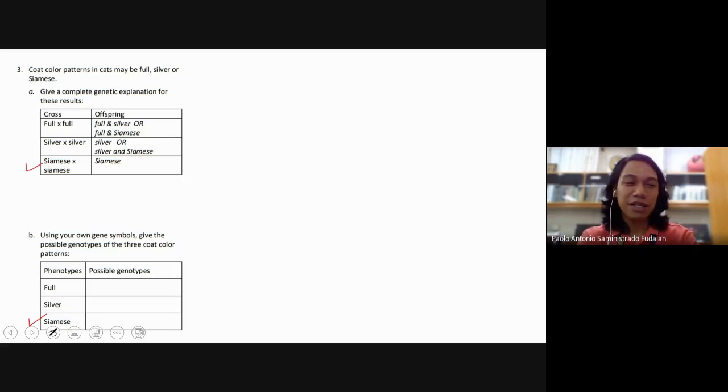The one that I checked here, Siamese. If you cross a Siamese with a Siamese, the result will always be a Siamese. Meaning to say it's true breeding. Okay? But somehow, Siamese will appear if you cross full and full. That's possible. Or if you cross silver and silver. So, what does this tell you about the color Siamese? What are its alleles?